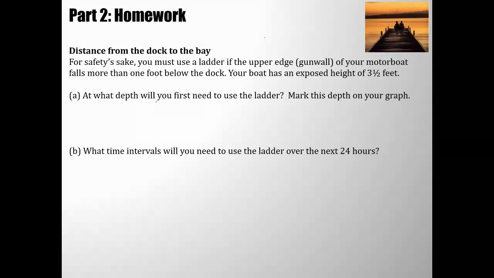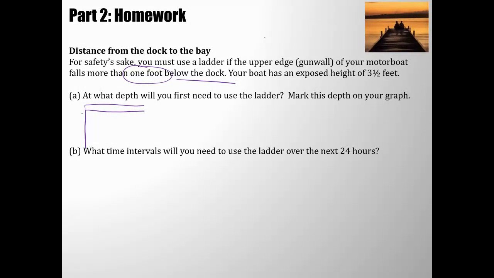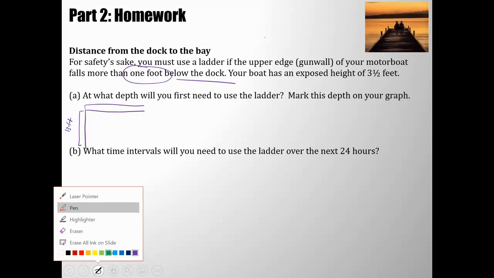So at what depth will you first need to use a ladder, right? For safety's sake, you must use a ladder if the upper edge of your motorboat falls more than 1 foot below the dock. Your boat has an exposed height of 3.5 feet. So let me draw this again. Here's my dock, and again this distance is 13. If it's 1 foot below, that's when you need a ladder.